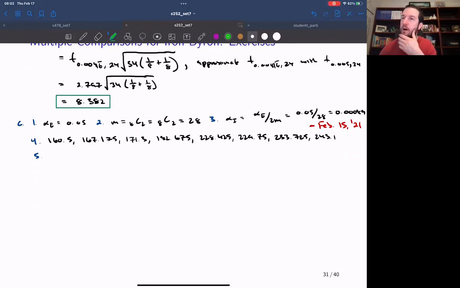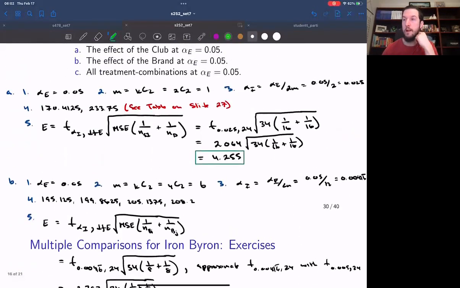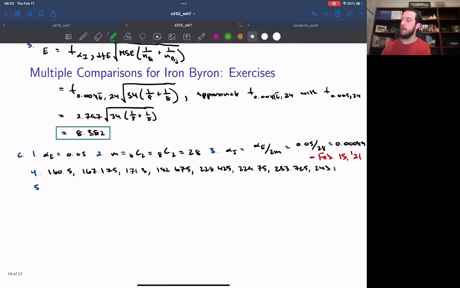That means that our alpha I for the comparison is going to be alpha e over 2m, which is 0.00089. In step 4, I've ordered the treatment means. These treatment means are on the same page as the other means, so slide 27. And now we're going to compute the margin of error.